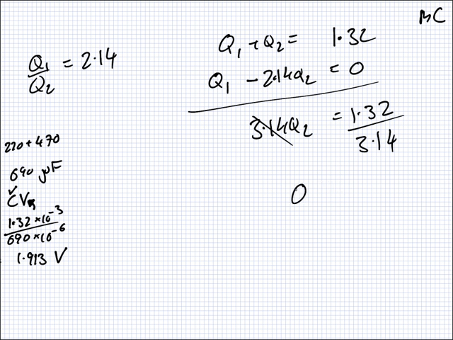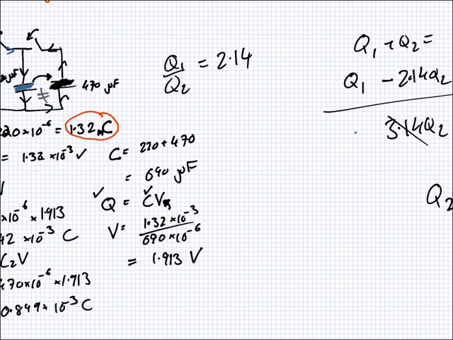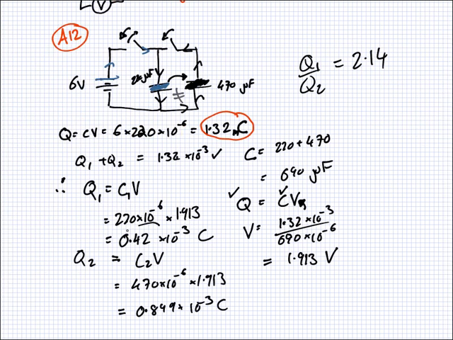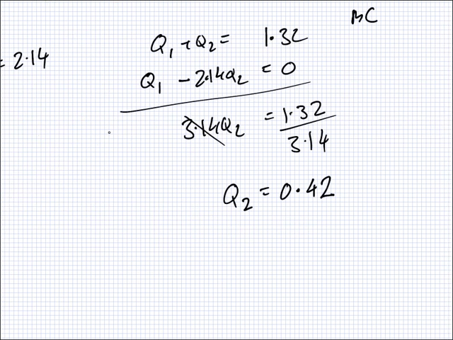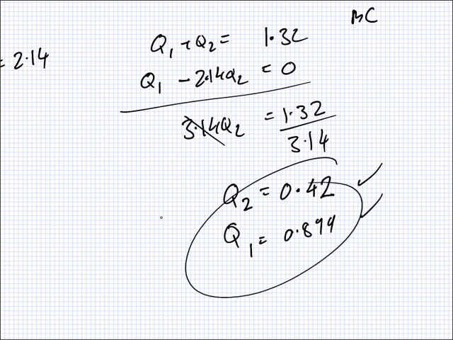Ben, do you mind? 0.42. That's right, but I think something's backwards because that's Q1. Q1 then is 0.899. You've done something so that you get the right answer, but they're the wrong way around.